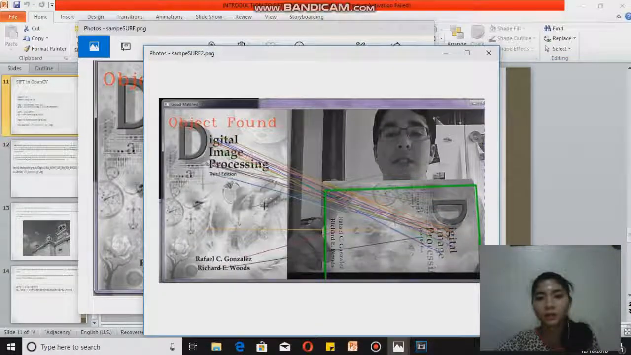There is a second image. In the image, when the object is rotated, it detects more similar key points between this image and the actual object.